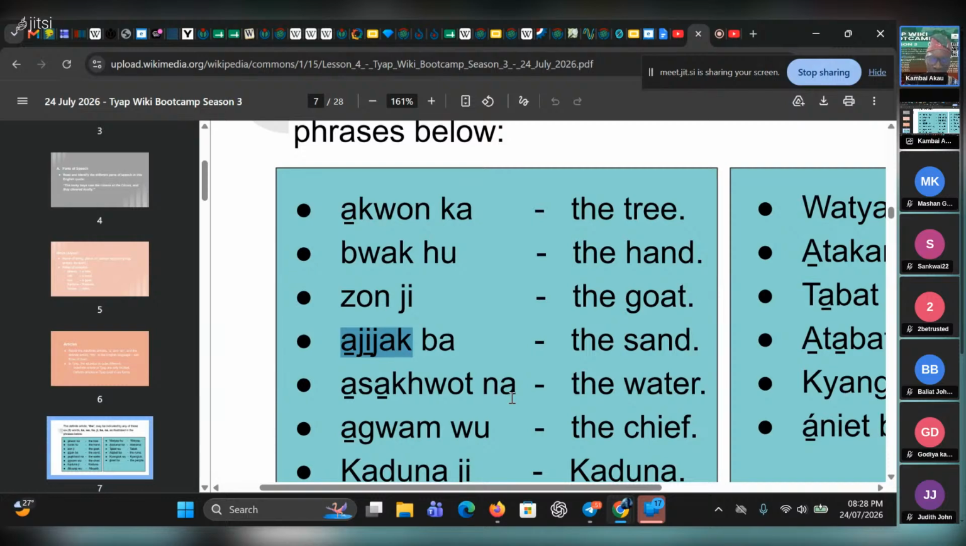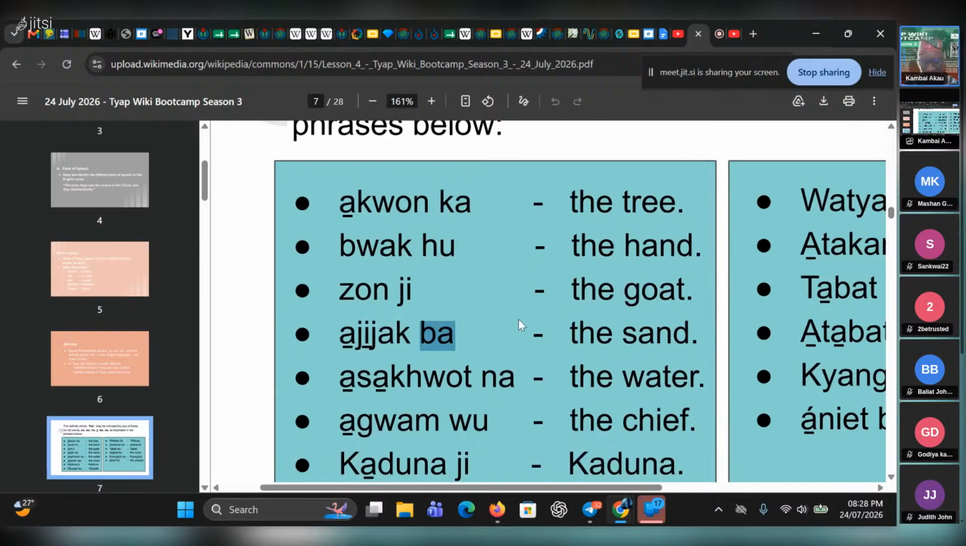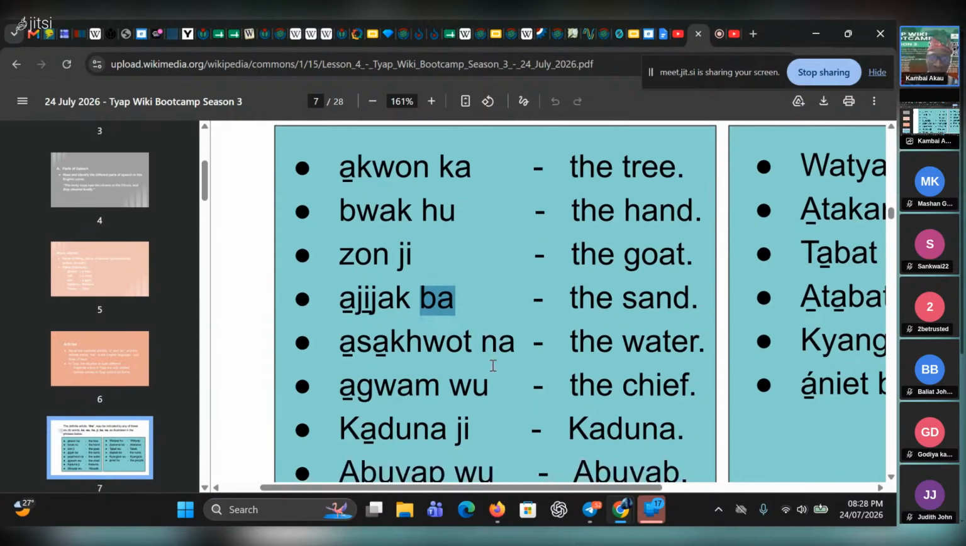And then we also have hyo who. Hyo is fats or oil, but it doesn't carry the na, it doesn't carry the ba, it carries the who. So there are specific deviations from the norm in Tyap. Not all of them follow the rule. That's the way it is in other languages that have plenty of definite articles also. For example, the most notable one is the German language. They also have such. And then we have Ogwam, Ogwamu, that's the king or the chief or the big man. And then we have Kaduna G, Kaduna.